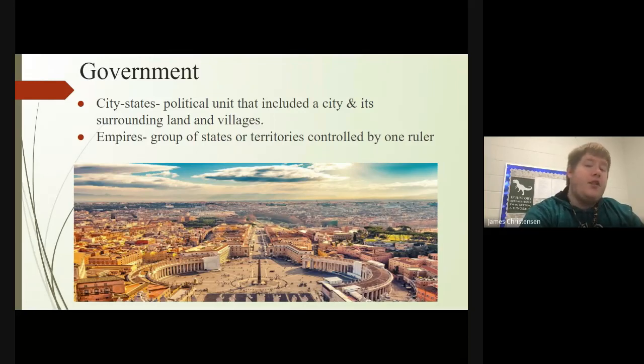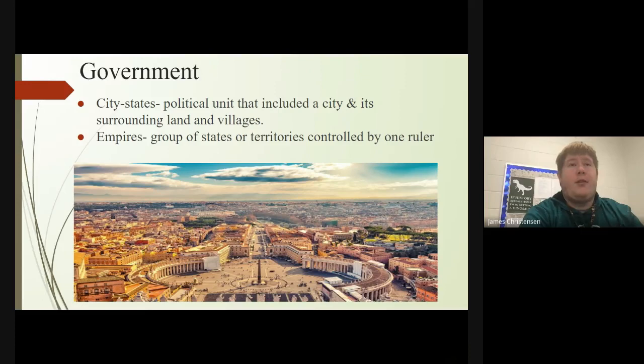And then empires, which are groups of states or territories controlled by one ruler. We'll talk a lot about empires this unit, next unit, and in Unit 3 when we get to ancient Rome, because they did a lot with the empires.